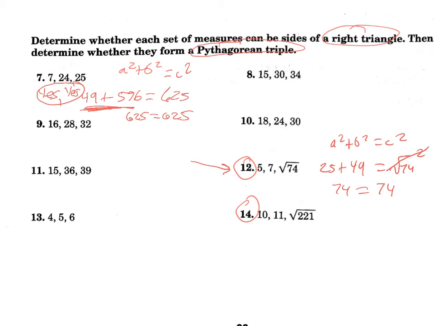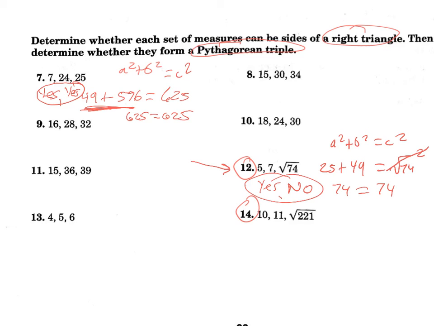So notice this works. So yes, this could make a right triangle, but is it a Pythagorean triple? If you type in the square root of 74 into your calculator, go ahead if you want. You're going to get this never-ending number. It goes beyond what your calculator can even show. So for that reason, we can't ever write it out as a true Pythagorean triple because it's a never-ending repeating decimal that just goes on and on and on. So for that reason, even though it can be made into a right triangle, we're going to put no for Pythagorean triple. Number 14 will be very similar to that too.